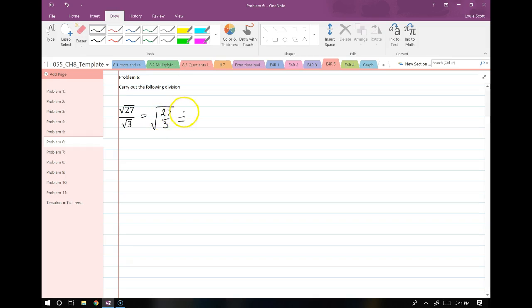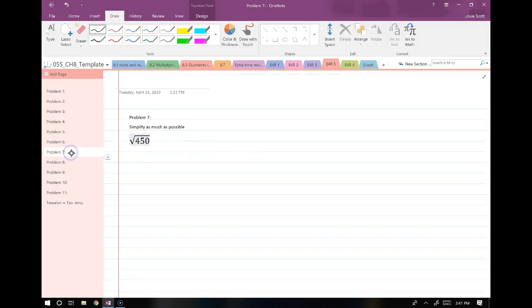Okay, so 27 over 3, that's equal to 9. So this gives me root 9. And of course, root 9 is just 3. All right, number 7.